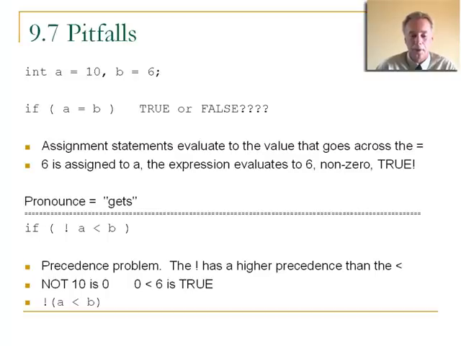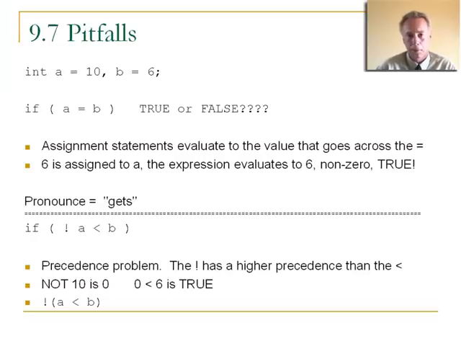So the way this is written, if not A is less than B, is probably not what the programmer had intended. The programmer had intended to evaluate A is less than B, and then invert the logical result with the not. So the parentheses are almost always used with the not operator, and it's written there at the bottom. Not, parentheses, A is less than B.